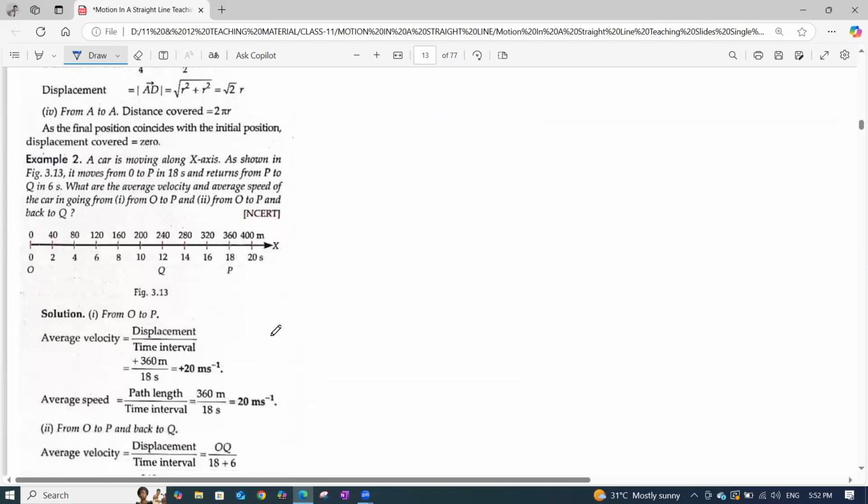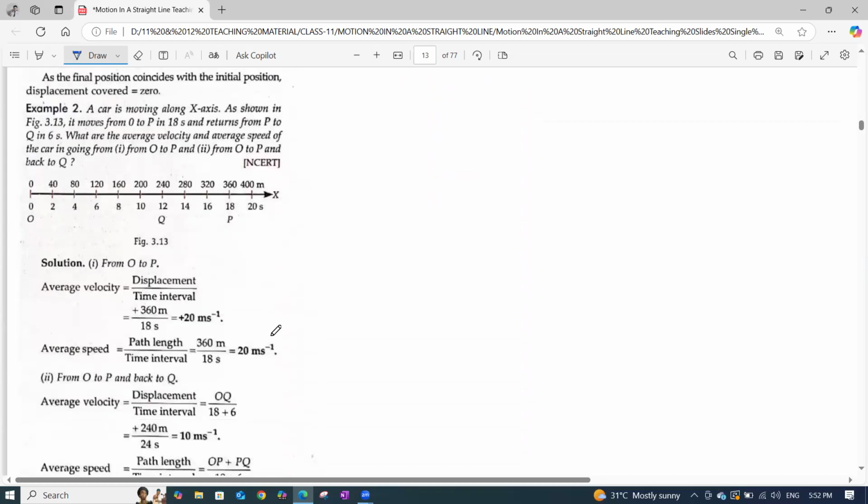Next, second example from the chapter motion in a straight line. This numerical problem is related to distance and displacement, which is taken from the NCERT textbook. A car is moving along the x-axis. Only the x-axis. This is origin O and it is moving along the x-axis as shown in the figure. It moves from O to P. This is O and this is P.